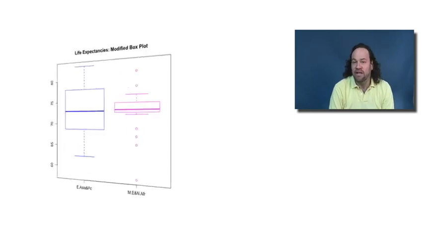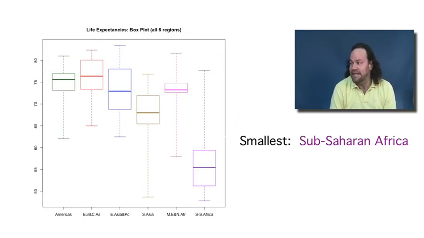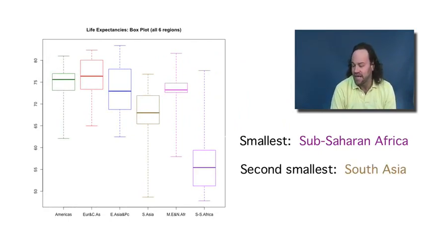If we want, then we can do a box plot of all 6 regions all side by side. Looking at this box plot, we can see that sub-Saharan Africa does indeed appear to have the smallest life expectancy of all 6 regions, and South Asia appears to be a little bit lower than the others, and the other 4 all appear to be fairly similar.